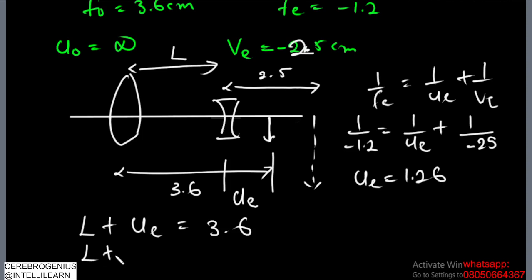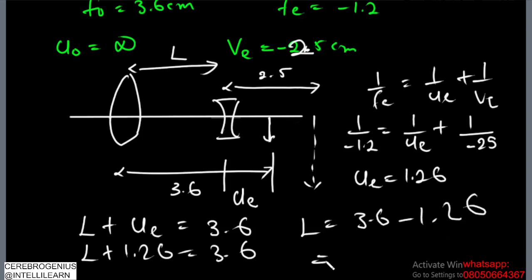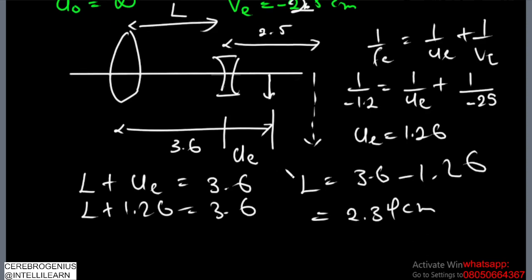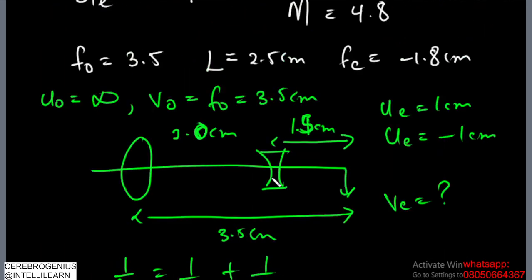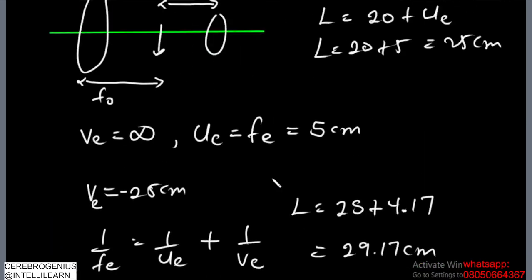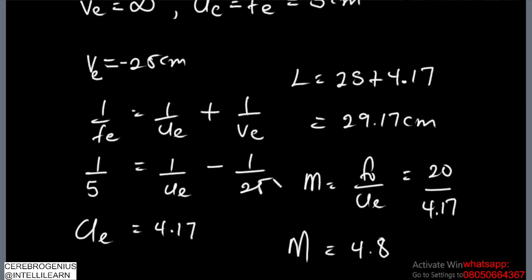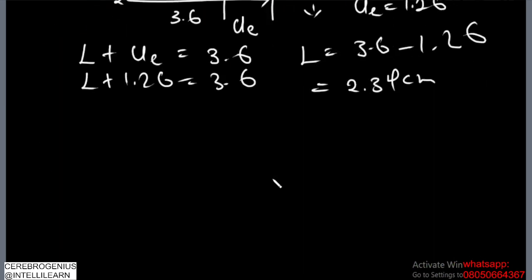So that means L plus 1.26 equals 3.6. So L will be what? 3.6 minus 1.26, that's 2.34, which is the correct answer that we are supposed to get. So this is the solution to the question. Does it agree with the length we calculated? Okay, so we should take note of that. So this is the end of optical instruments.